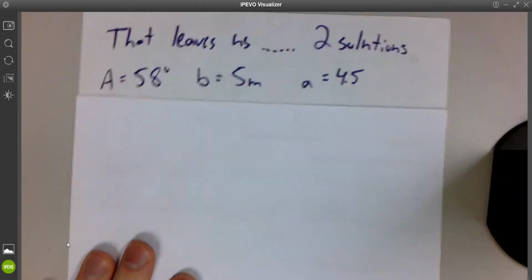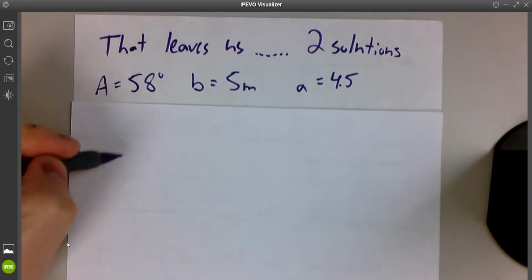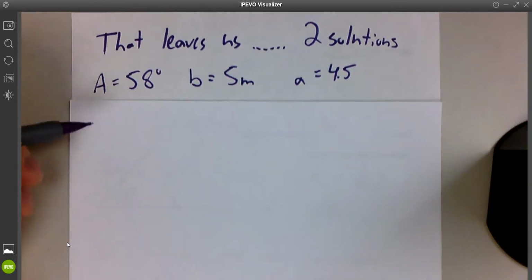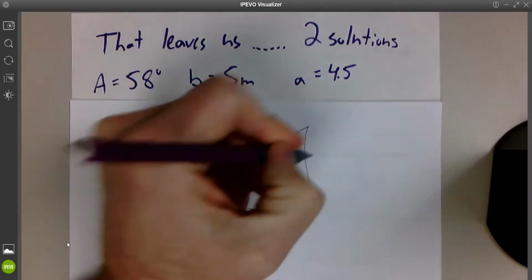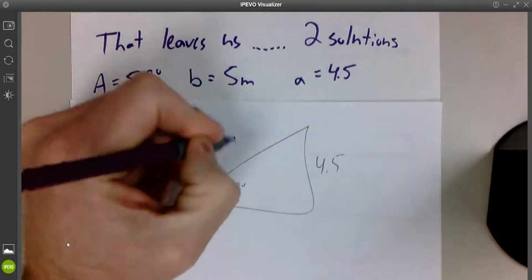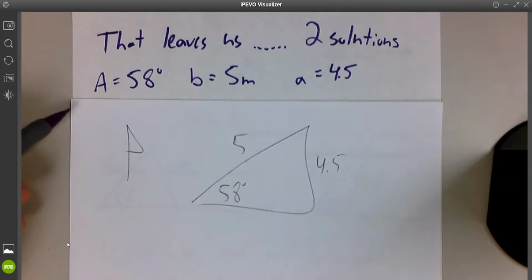So here's the first one. It says solve the triangle with this information. The first little red flag: am I going to have to do this twice? Is this an ambiguous case? Is it SSA? So let's take a look here. Angle A is 58 degrees, across from 4.5, and the other side is 5. Yes, side-side-angle. That's red flag number 1.